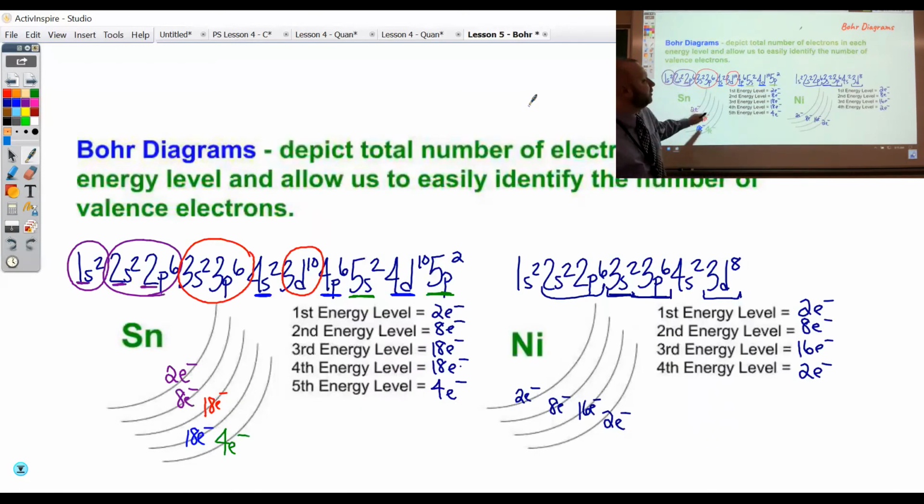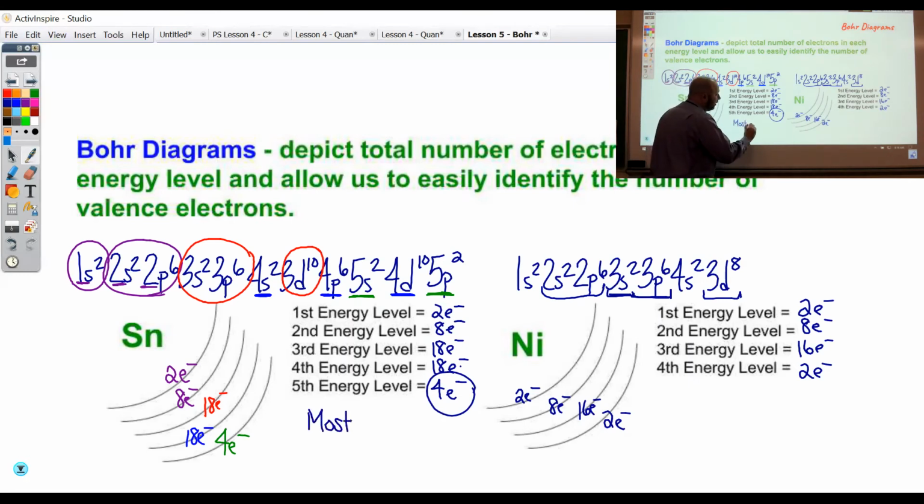So for tin, we have 4 electrons in our outermost level. Well, tin is a metal. Metals like to lose electrons. So the most likely charge for tin would be if it lost all 4 of these electrons. So we gain a positive 4 or 4 plus charge.